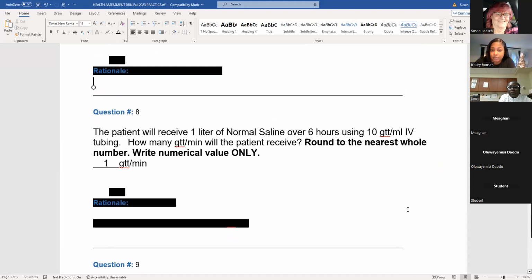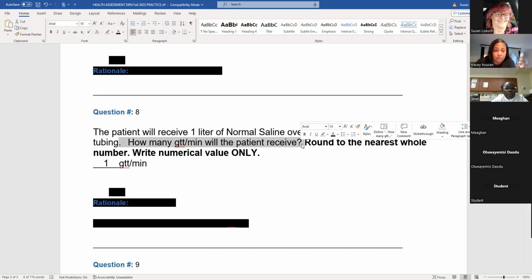Now this is another drop factor. What's the formula? You know it's a drop factor because if you read it from here like you should, it tells you right there how many drops will the patient receive. That'll be volume over time in minutes. What else? Times the drop factor. What else?